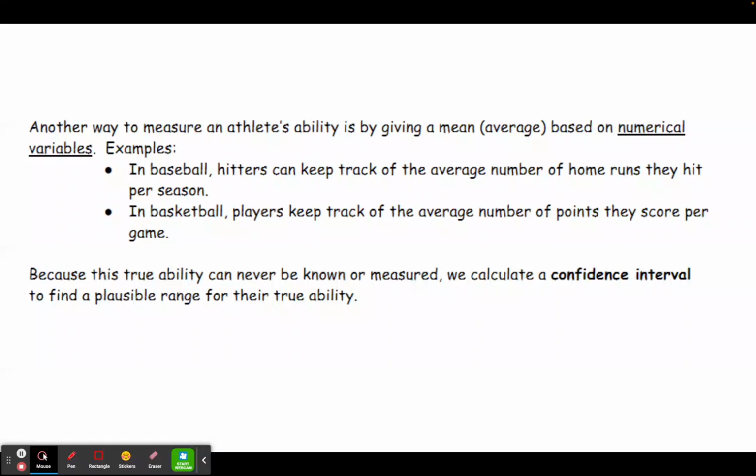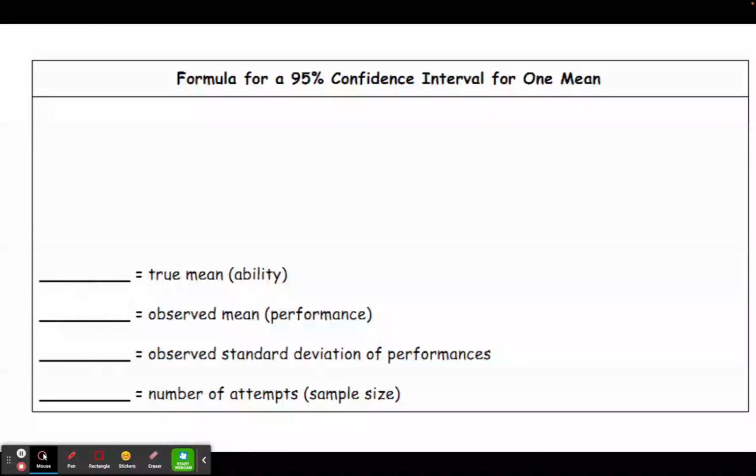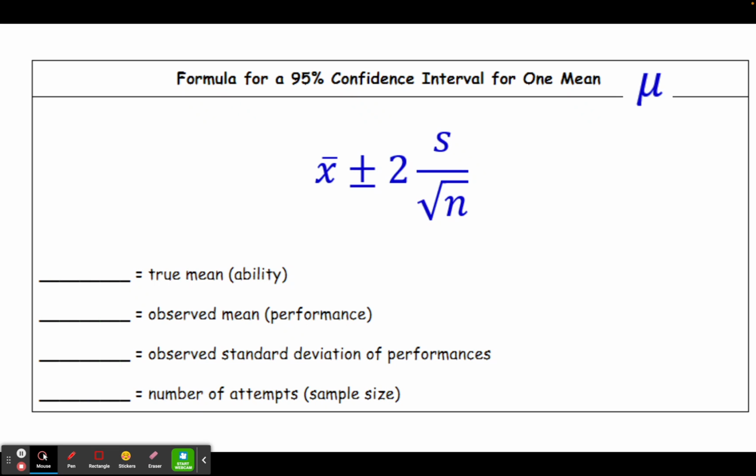Now, just like before, we can never know an athlete's true ability and we can't measure it. So, what we're going to do is calculate a confidence interval to find a plausible range for their true ability. Now, we're going to start off again with a formula, and this is for a 95% confidence interval for one mean. When we're talking about an unknown ability that we're trying to estimate, the symbol that we use for the mean is lowercase Greek letter mu. And here is the formula that we're going to use.